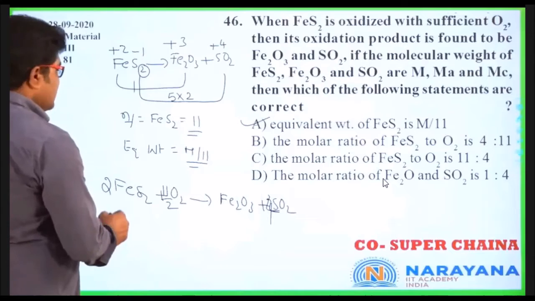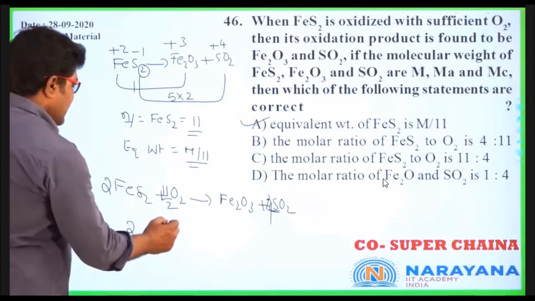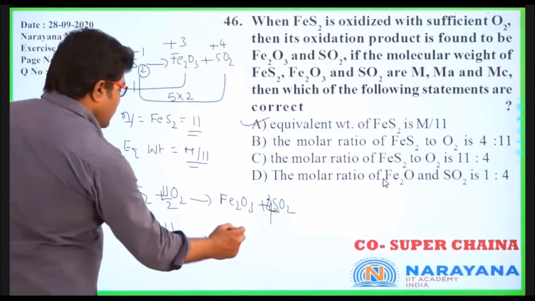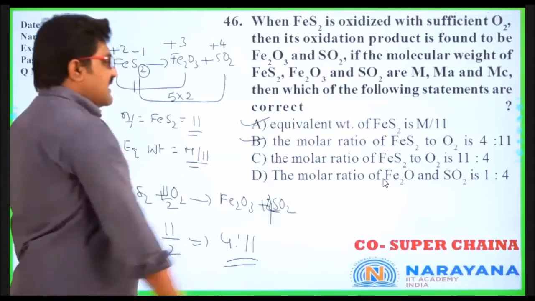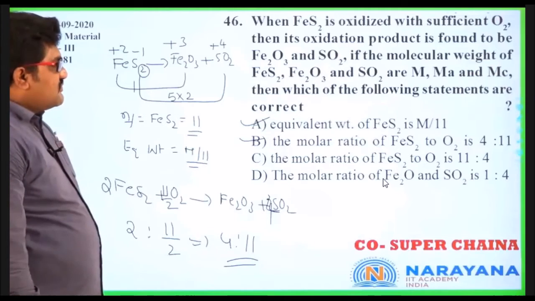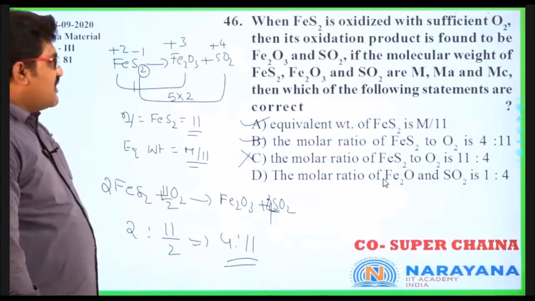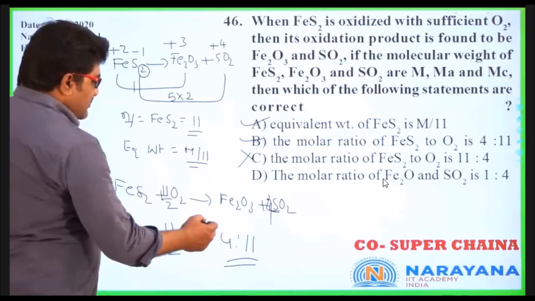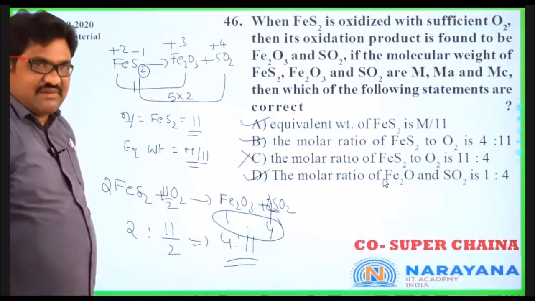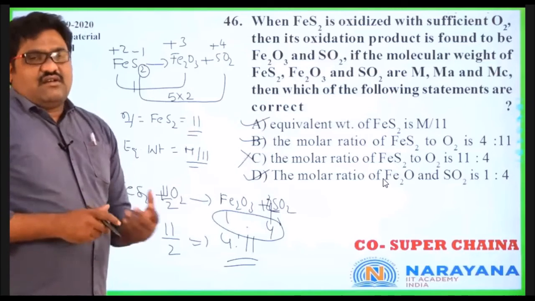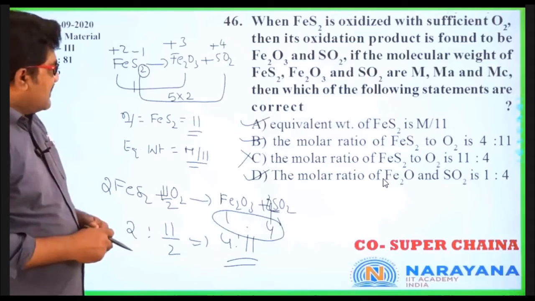Okay, right. So the molar ratio of FeS2 to O2: if you take 2 moles of FeS2, it will be 11 by 2. Then I can write 4:11, after balancing the reaction. So this is also correct. The molar ratio of FeS2 to O2 being 11:4 is wrong because it is 4:11. The molar ratio of Fe2O3 and SO2 is 1:4, so 1:4 moles are formed. This is also right according to the balanced equation. We can also balance this equation by using the oxidation number method or the ion electron method. No problem. Let us go for the next one.